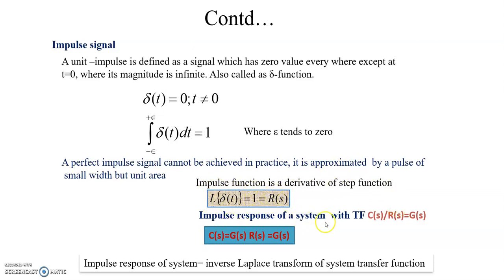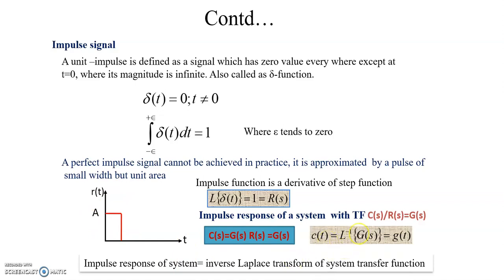The impulse response of a system with the transfer function C of s by R of s equal to G of s: C of s becomes G of s into R of s, which is equal to G of s, because R of s is 1. So the impulse response of the system is the inverse Laplace transform of the system transfer function. This is the impulse response graph.